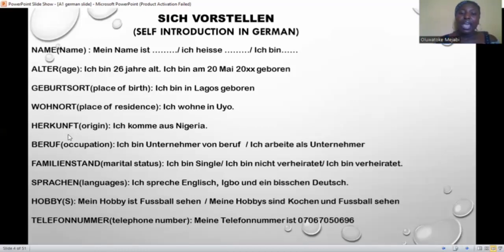Then the next one is Ich bin nicht verheiratet. Look at my lips. Ich bin nicht verheiratet. That means I am not married. You can say this if you have a fiancé or a living partner, but you're not legally married. Or if you're married, you can say Ich bin verheiratet. V is pronounced like F. It gives you that light sound. So it's Ich bin verheiratet.